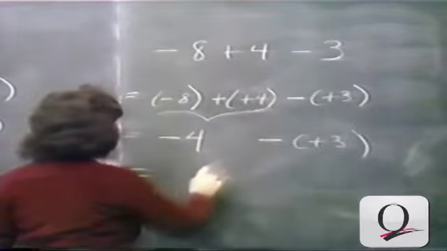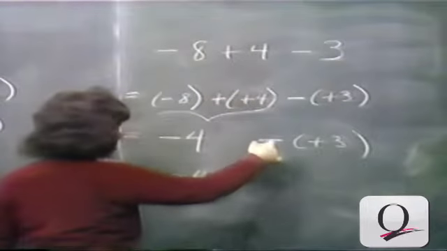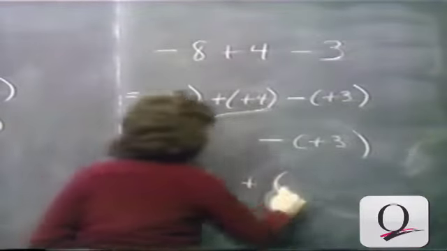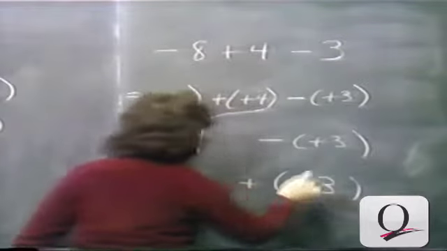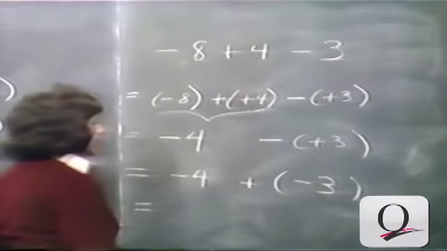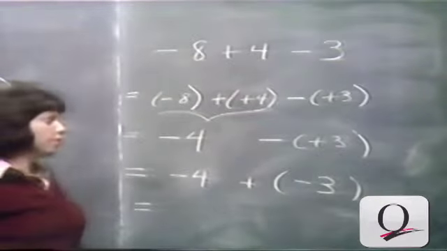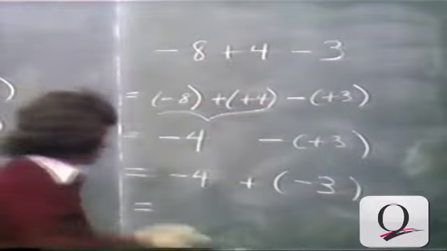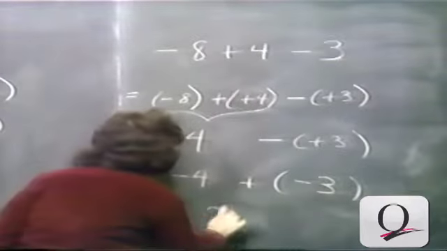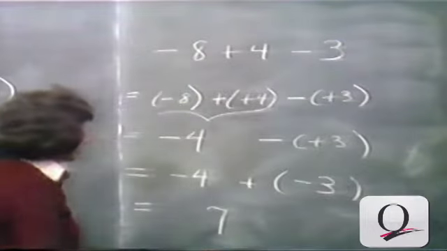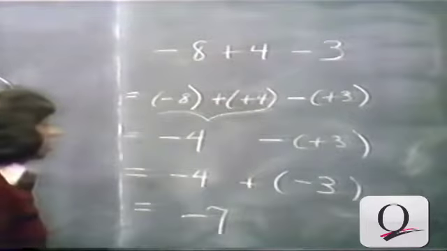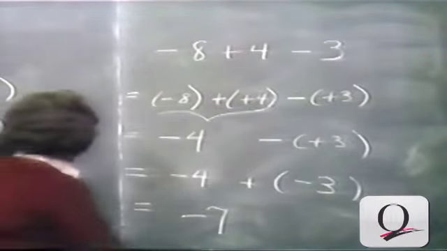All right, instead of subtracting, we change the subtraction to addition and the plus 3 to its opposite. Now we are adding a -4 and a -3. We block out the signs. 4 plus 3 gives us 7. They're the same sign, so we just add them up. 4 plus 3 gives us 7, and we put the common sign, the minus sign, in front.